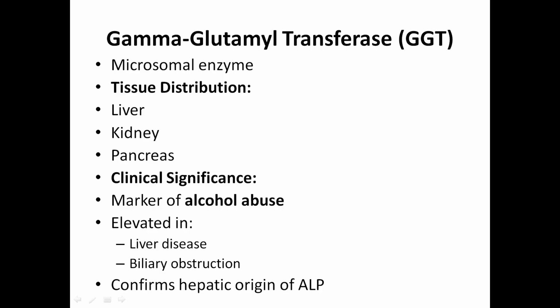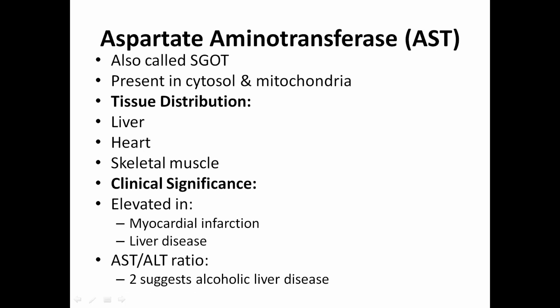Gamma glutamyl transferase, GGT, is a microsomal enzyme. Tissue distribution of GGT is liver, kidney and pancreas. Clinical significance: it is an indicator of alcohol use. It is elevated in liver disease because alcohol affects the liver. That's why an elevated level of GGT indicates liver disease and biliary obstruction. It also confirms the hepatic origin of ALP.